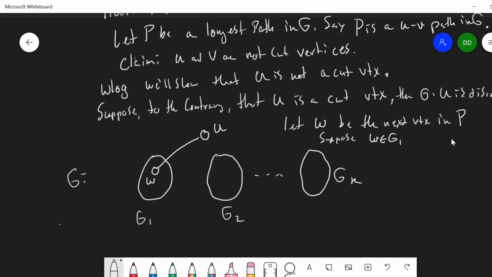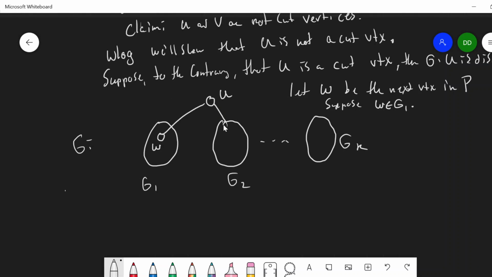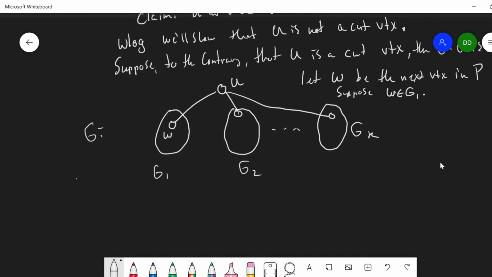Now think about this path P for a second. How could P work? Remember, I know that U is adjacent to vertices in all of these components. There's at least two components. So how could P work here? U is this end vertex of the path. And I know that once I remove U, if I have two vertices in different components of G minus U, they can't be connected. So that means that this path, I need to draw this a little bit bigger. Sorry, give me a second. I'm going to make a bigger potato.